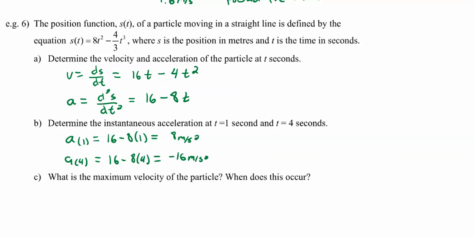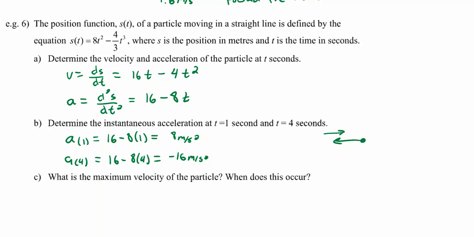Now, this might be a good time to remind you about what positive and negative accelerations mean. This positive 8 meters per second squared doesn't necessarily mean that it's moving in the positive direction. Think of it more like the direction that the force is pushing. Let me give you an example. Maybe this particle was moving to the left, in the negative direction, and at this point, at 1 second, this 8 meters per second squared means that it's accelerating this way.